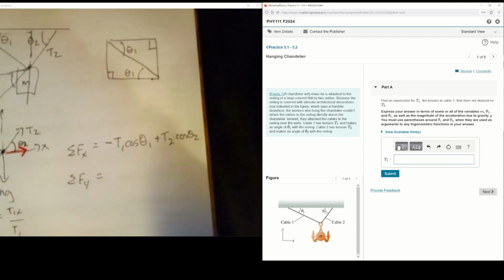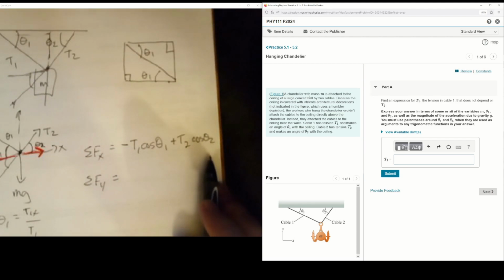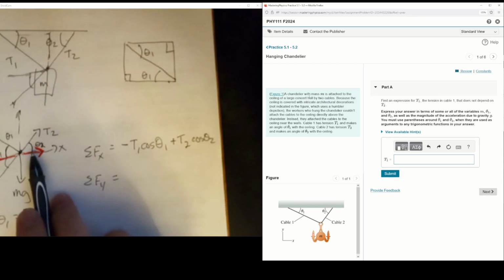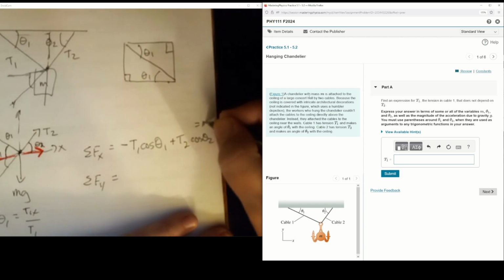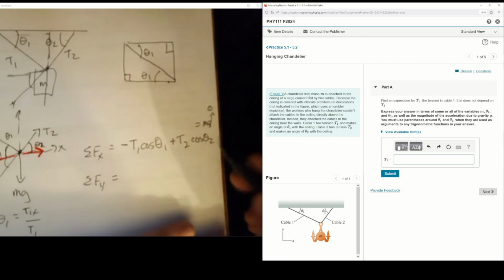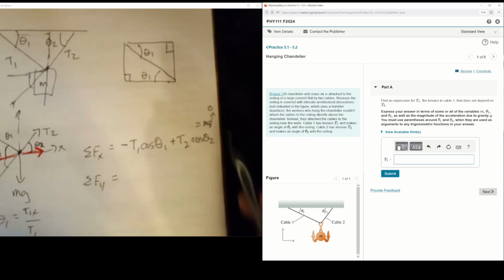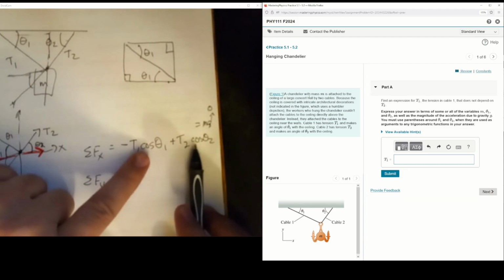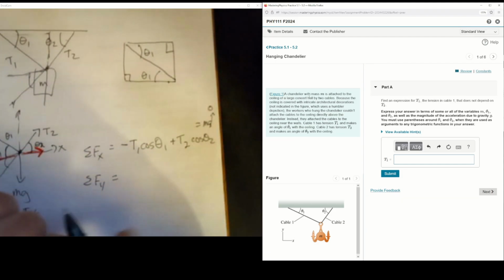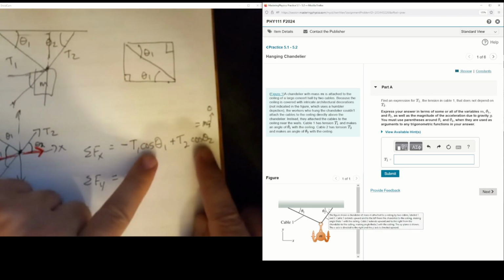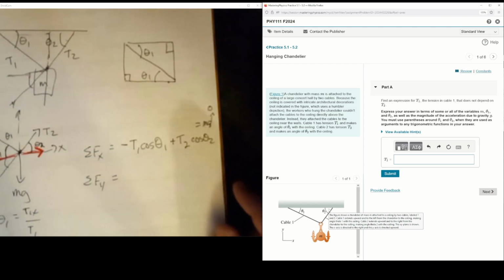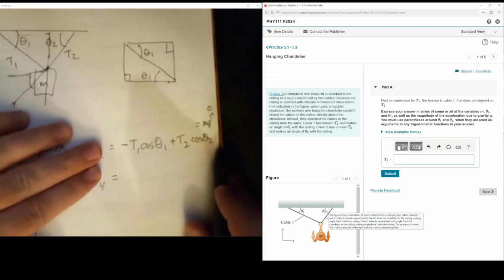And I didn't quite leave myself enough space on the paper there, but the chandelier isn't moving. The chandelier's not moving left or right. So when we set this equal to MA, well, A must be 0 because it's not moving left or right. So these two forces equal each other, and that's how the chandelier here is just hanging without moving, because these forces are balancing out. So these two equal each other. Ultimately, this equation equals 0.